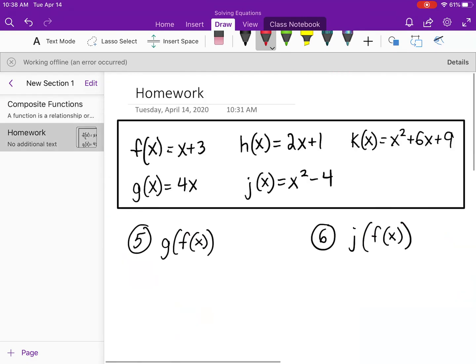All right, for your homework today, I've got the same exact 5 functions, and then 2 different composites. G of f of x, I would consider this one kind of an easy problem. And then j of f of x, I would categorize this one as a hard problem, challenging. Okay, you're not really working unless you're challenging yourself, right? Okay, so text me those answers on Remind.